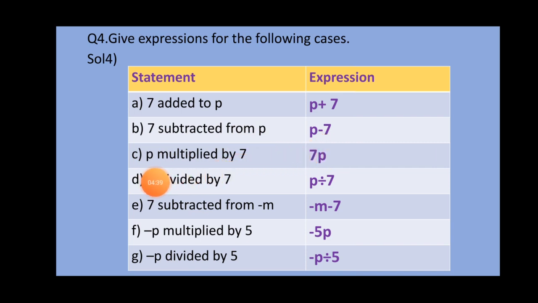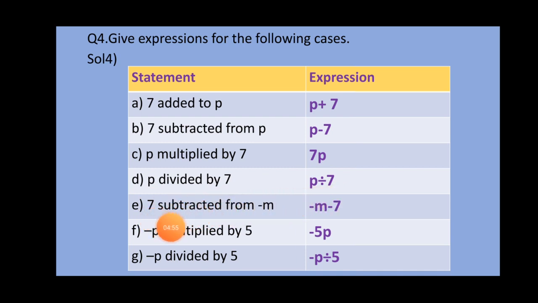Now the next statement is p multiplied by 7. So 7 into p, that will give us 7p. Now here comes another statement, that is p divided by 7. So p and then the division sign and 7 will be written.